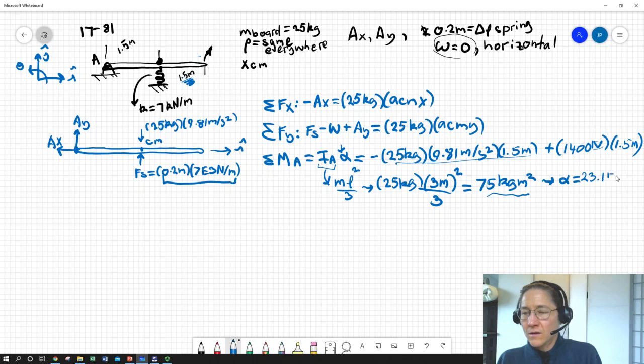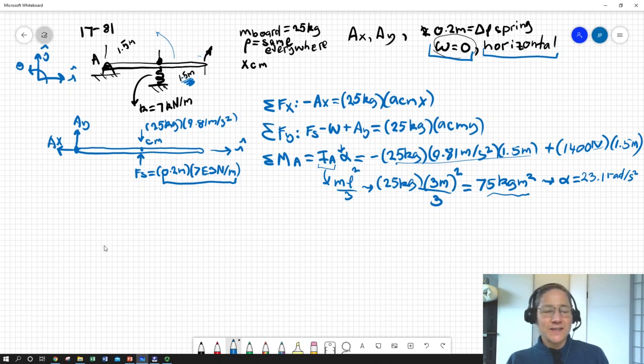23.1 radians per second squared. Okay, and it's a positive number, so not surprisingly it's going to start trying to rotate like that. Okay, so once again we now have an angular acceleration, and we now need to use some kinematics, our horizontal orientation, and our zero angular velocity.